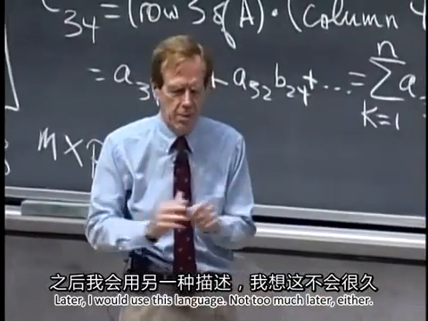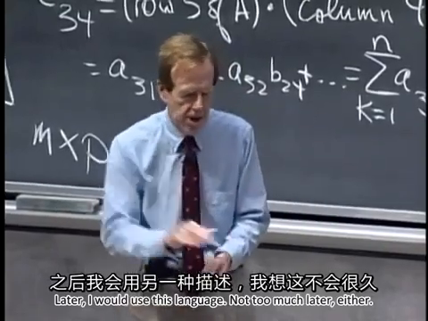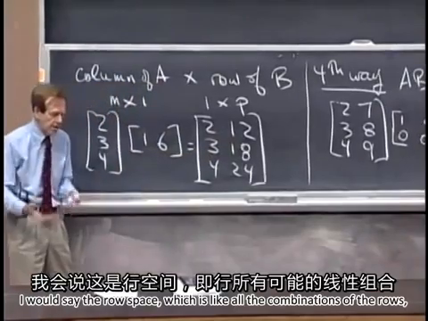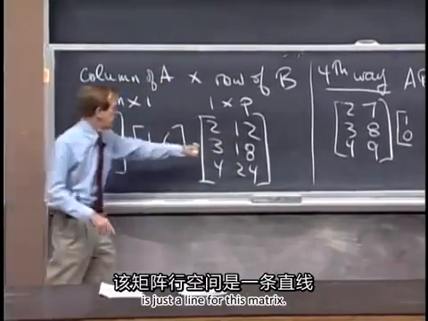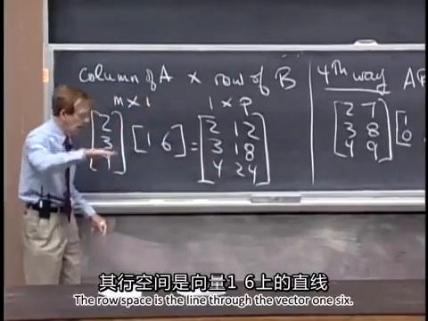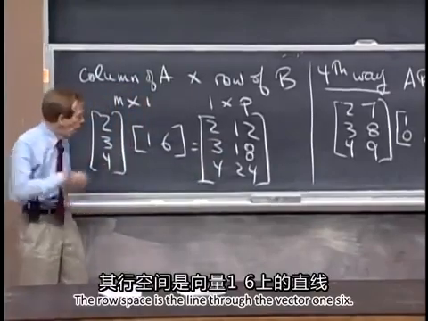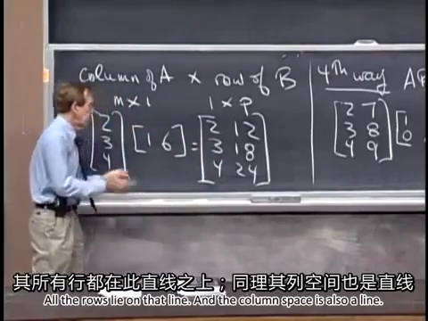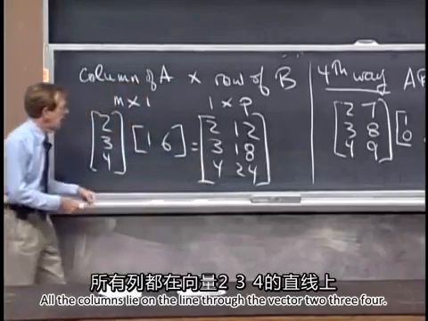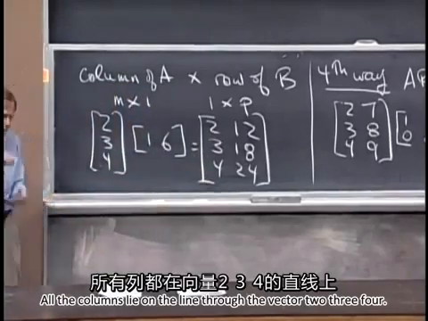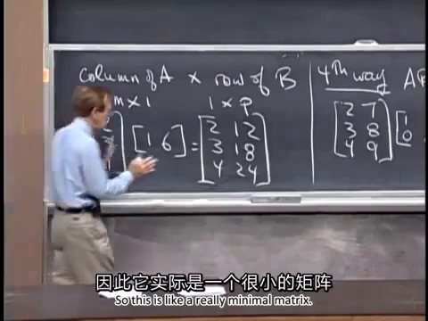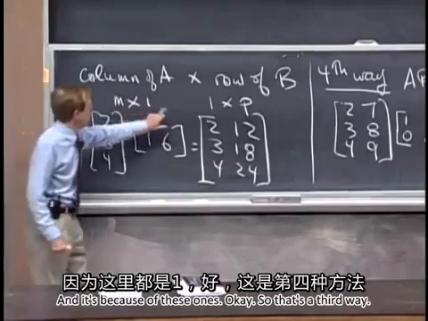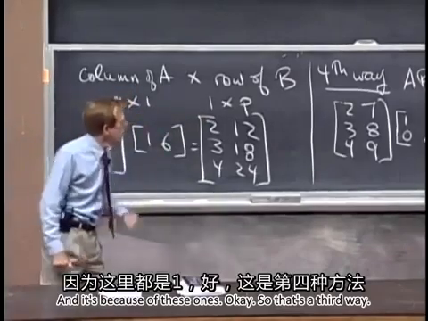Later, I would use this language. Not too much later, either. I would say the row space, which is all the combinations of the rows, is just a line for this matrix. The row space is the line through the vector 1, 6. All the rows lie on that line. And the column space is also a line. All the columns lie on the line through the vector 2, 3, 4. So this is like a really minimal matrix. And it's because of these ones. Okay, so that's the third way.